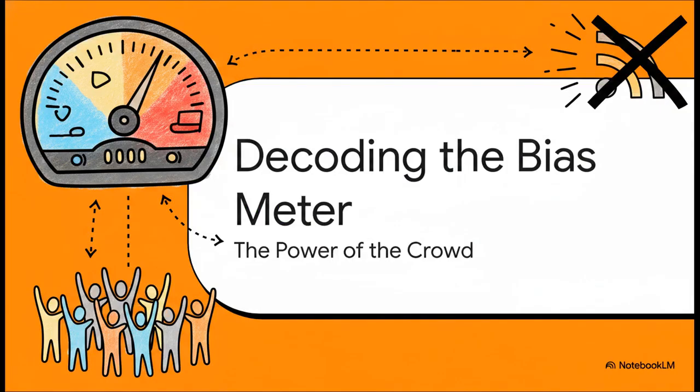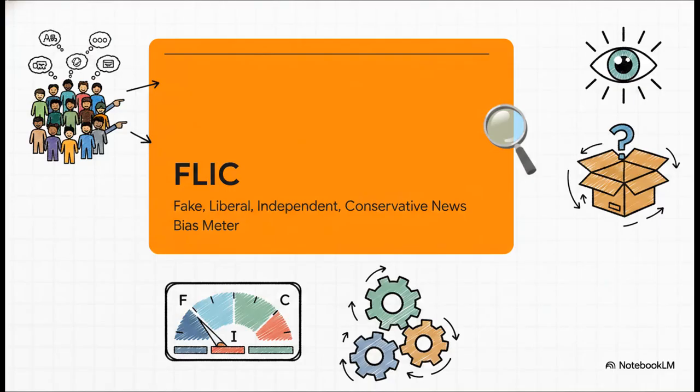Moving on to part 2. Decoding the bias meter and the power of the crowd. Now we're getting into the core engine of the platform, the main mechanic that sets it apart from just a regular RSS reader. The crucial thing to understand here is the name itself. FLIC is an acronym. It stands for Fake, Liberal, Independent, Conservative. This is their news bias meter.